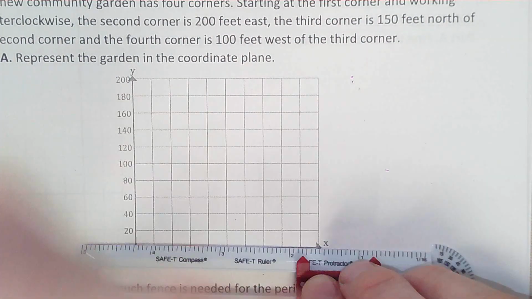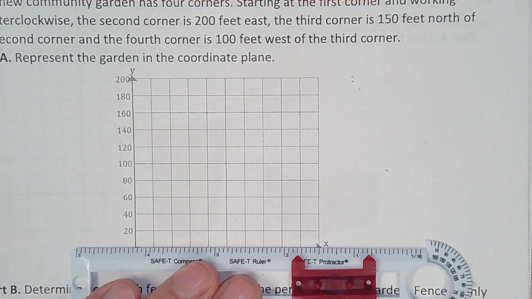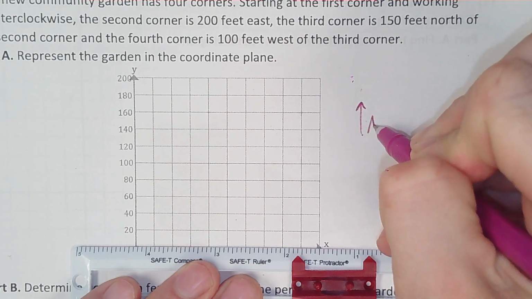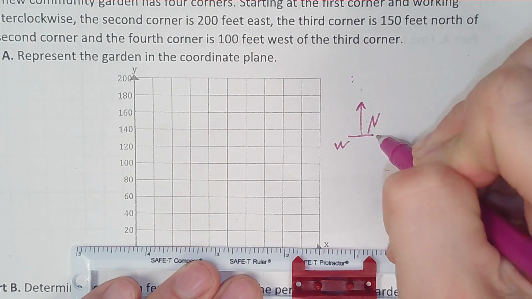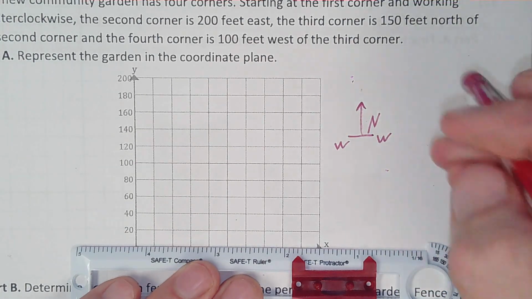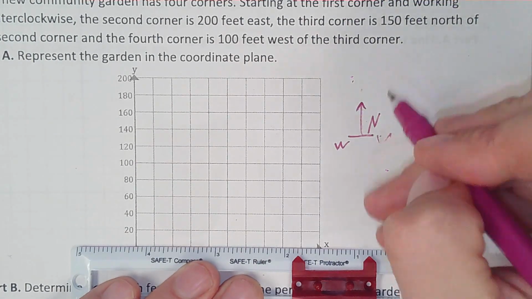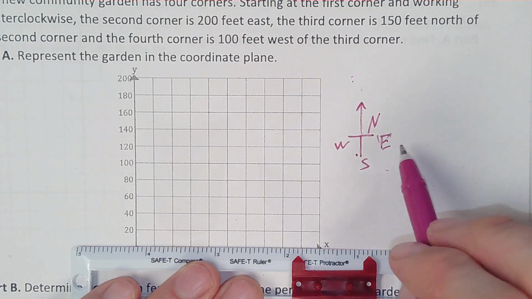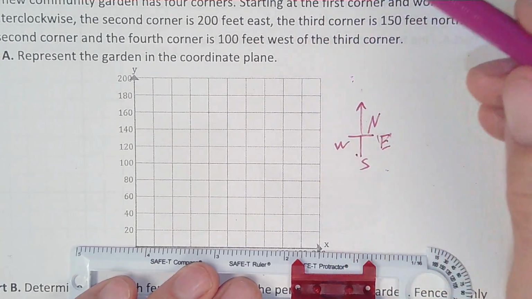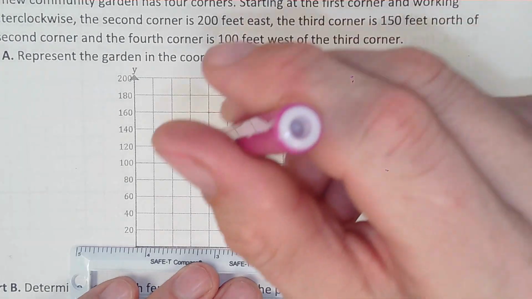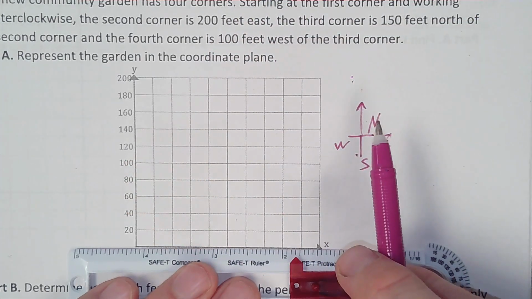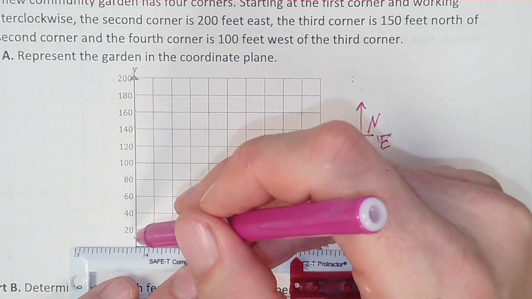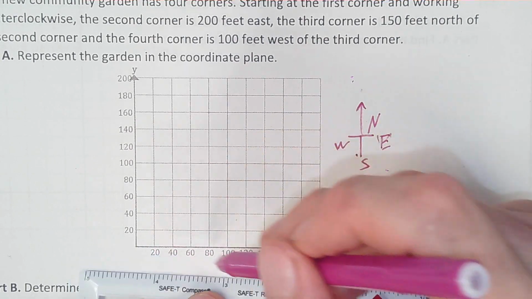East is that way. Right, because this is, oh, I dropped the pen. North is this way. This is east, and that means this is south. So east is this way. We're starting at the first corner and working clockwise. There are 4 corners, and it goes 200 east. So each block of these is 20. Oh, it's right here. Okay.